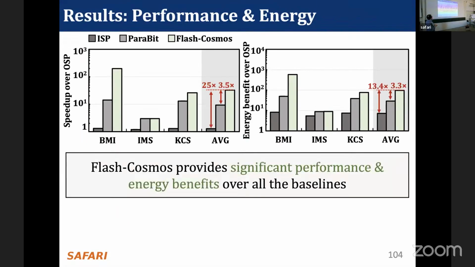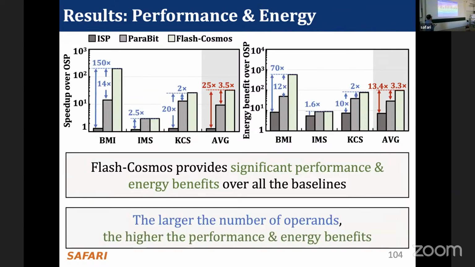So these are the results, and everything is normalized to OSP, outside-storage computation. Flash Cosmos provides significant performance and energy benefits over all the baselines. You can observe it here. On average, for example, we provide 25 times better performance compared to ISP, and a 3.5 times speedup compared to ParaBit. And there are also good improvements for energy consumption.